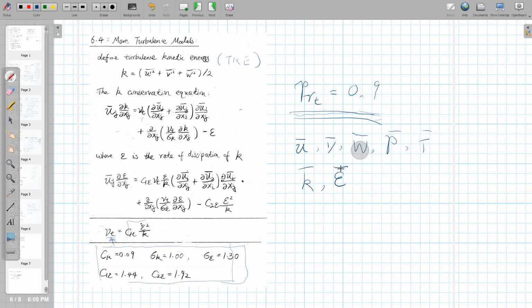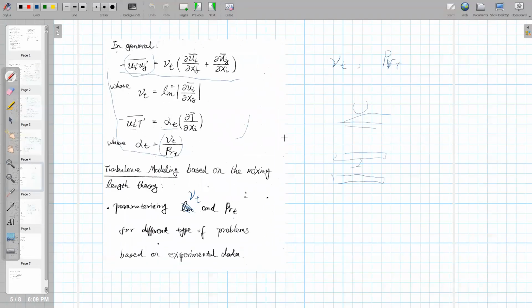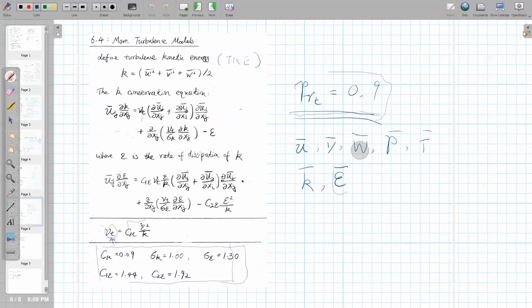After you solve these K epsilon equations, you can calculate the mu T, right? After you calculate mu T based on this constant turbulence Prandtl number, you can model all these Reynolds stress terms here using this mixing length theory. Which means that you can solve all the problems. So this is how you can use this K epsilon model to solve the RANS problem. Any question?